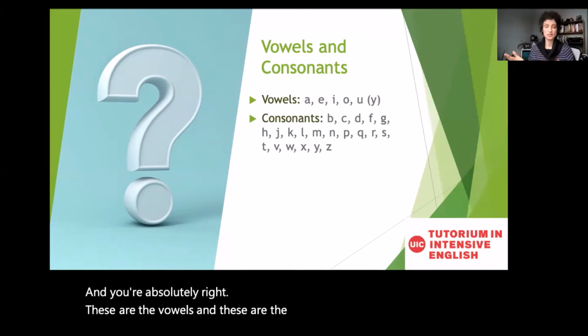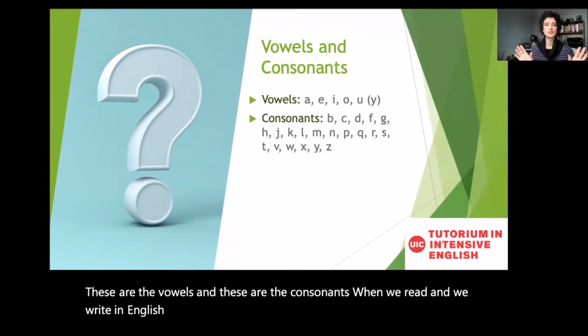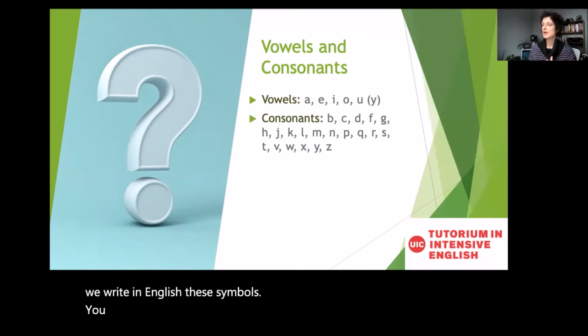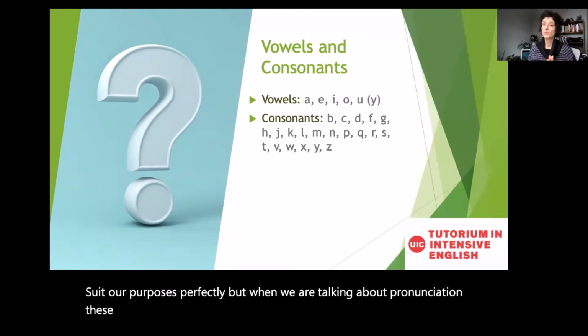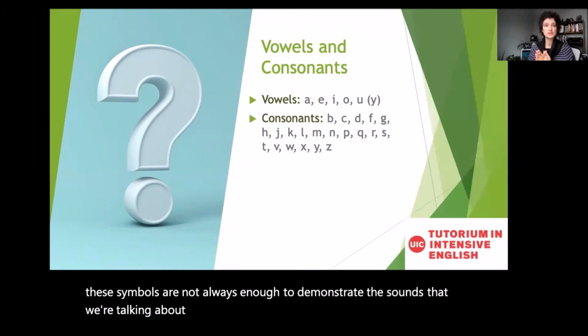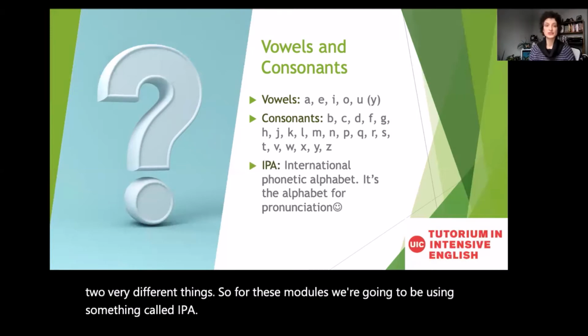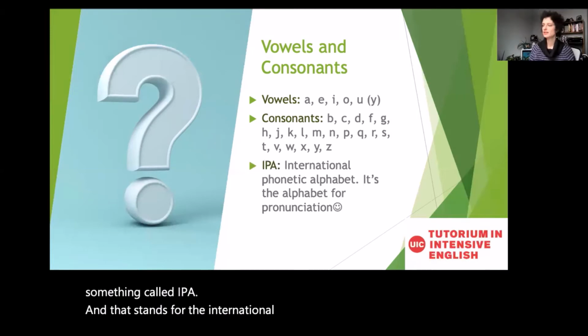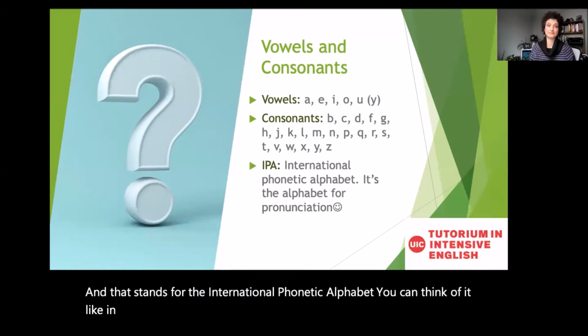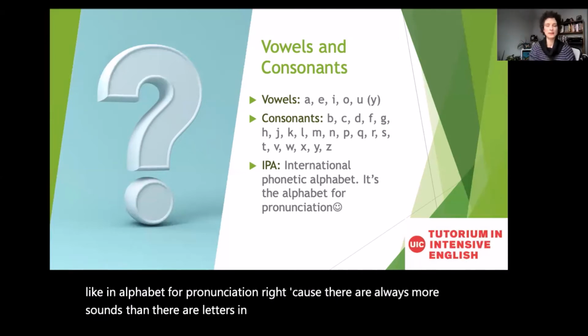When we read and we write in English, these symbols suit our purposes perfectly. But when we are talking about pronunciation, these symbols are not always enough to demonstrate the sounds that we're talking about, right? Sounds in English and spelling in English are two very different things. So for these modules, we're going to be using something called the IPA, and that stands for the International Phonetic Alphabet. You can think of it like an alphabet for pronunciation, right? Because there are always more sounds than there are letters in our normal alphabet.